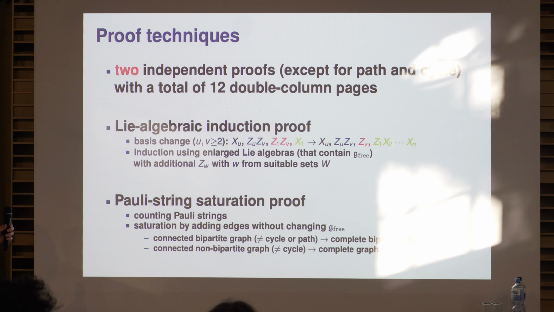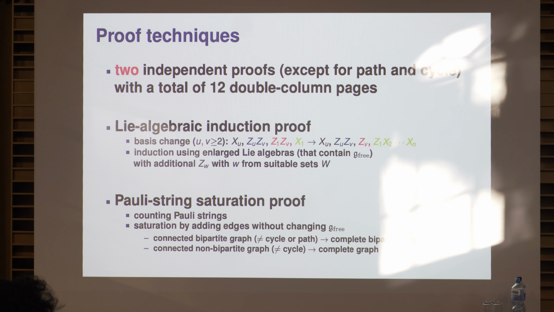We add some ZW for suitable sets, and they have nice properties, and you can make the induction work. So that's a very high-level version of the first proof. And the second proof is much more about working on Pauli strings. It's more like a saturation proof. For one thing, it's a lot about counting Pauli strings, because then you establish a dimension of the Lie algebra, which already gets you quite far.